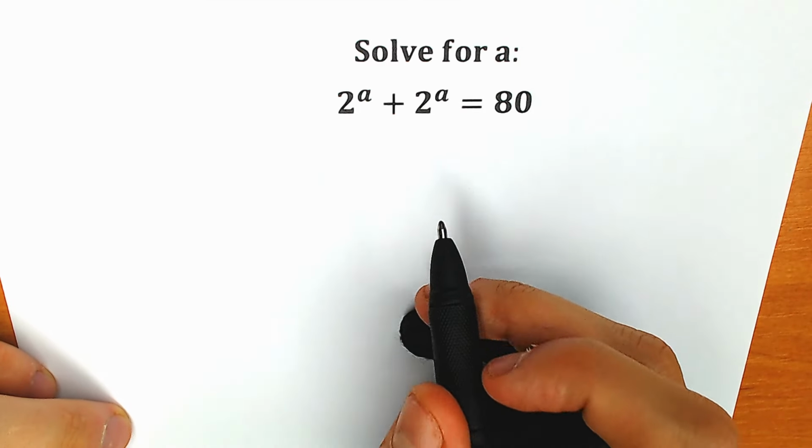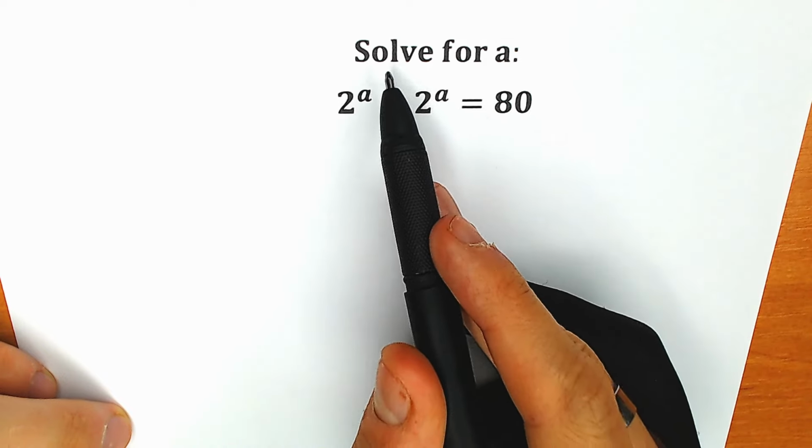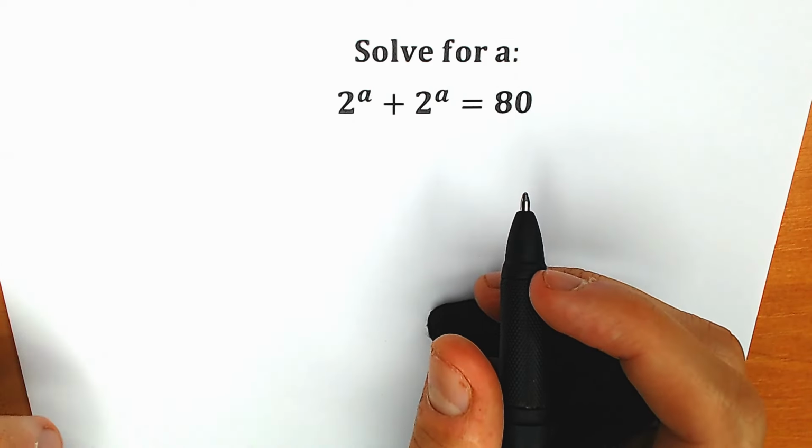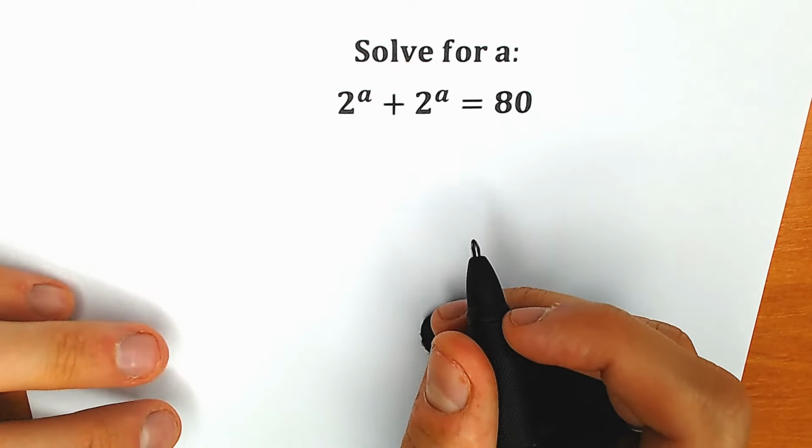Today we have a very interesting question: 2 to the power a plus 2 to the power a equal to 80. We need to solve this equation for a. If you have your solution, your answer, you can also write it in the comments below, and in a few minutes we will check your answer. So it will be really interesting.